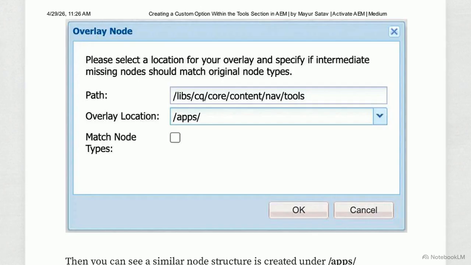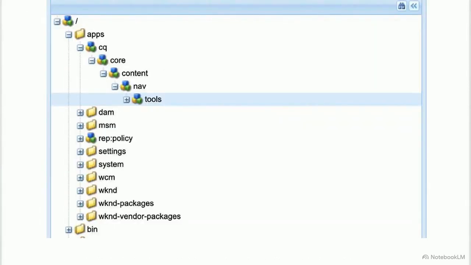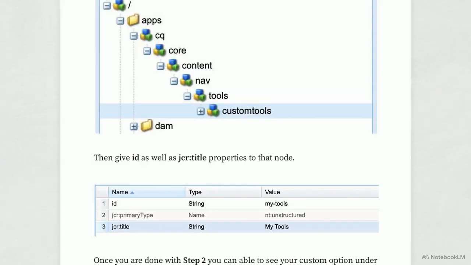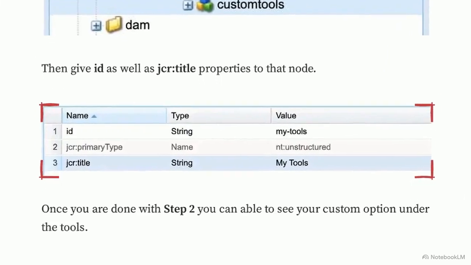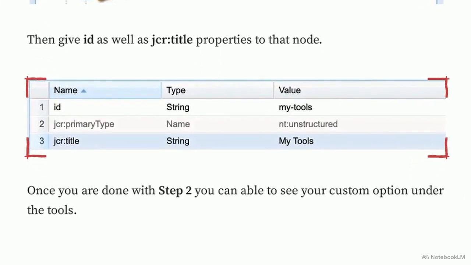The Overlay node dialog box appears. It is critical that the overlay location is set exactly to the Apps directory. Looking at this directory tree, we can see AEM has safely duplicated that exact nested path for us inside the Apps folder. Inside that new Tools folder, we create a node of type Unstructured to serve as our custom category. This Properties table shows we've assigned it an ID of My Tools and a title of My Tools.